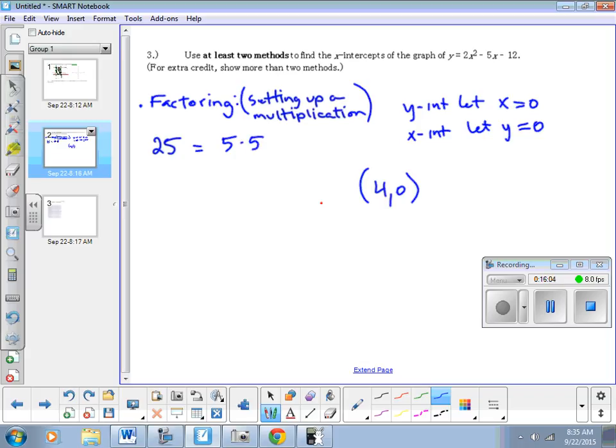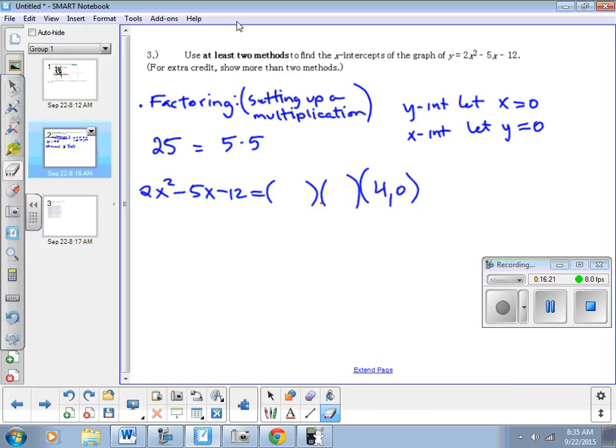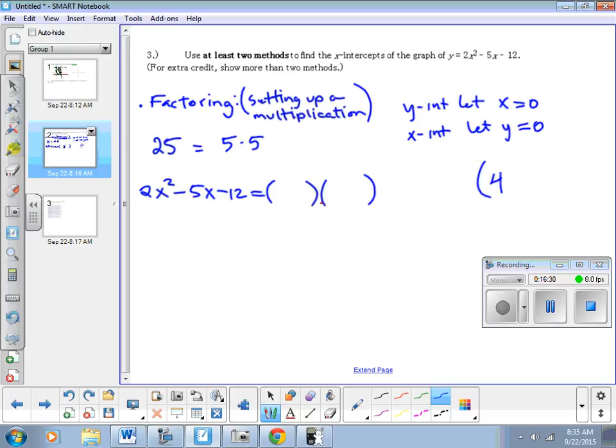Everybody okay right there? Well, how about factoring a polynomial like this, 2x squared minus 5x minus 12? Can you set that up as two parentheses that multiply? And when they multiply, you do the FOIL method. You guys remember the FOIL method? They multiply and they give you this polynomial, yeah? So factoring, we got to set up some type of multiplication.